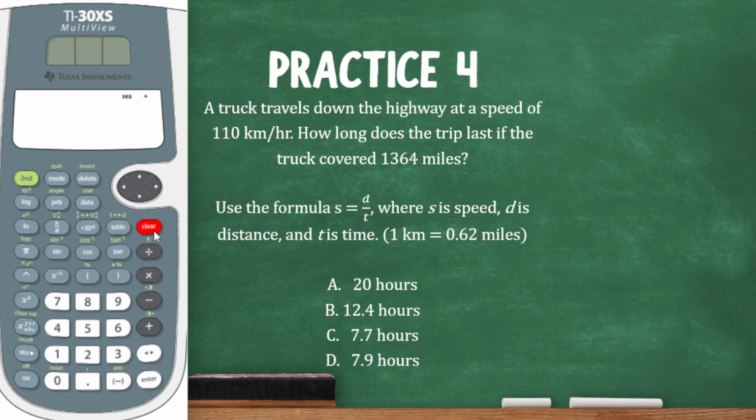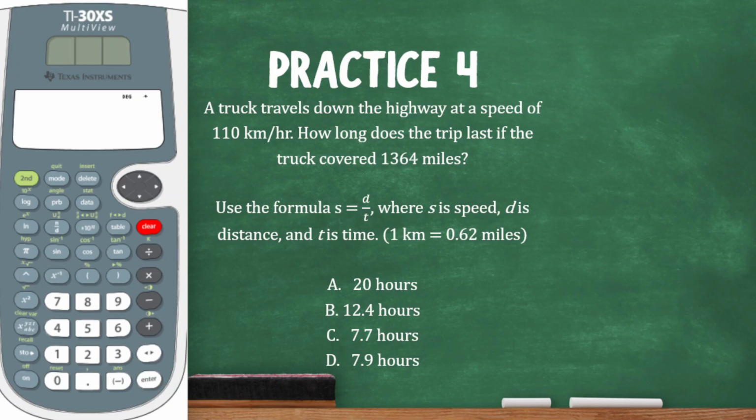Let's do another practice. Pause the video if you want to try it on your own. A truck travels down the highway at a speed of 110 kilometers per hour. How long does the trip last if the truck covered 1,364 miles? Use the formula S equals D divided by T, where S is speed, D is distance, and T is time. And then they give us a conversion. 1 kilometer equals 0.62 miles.